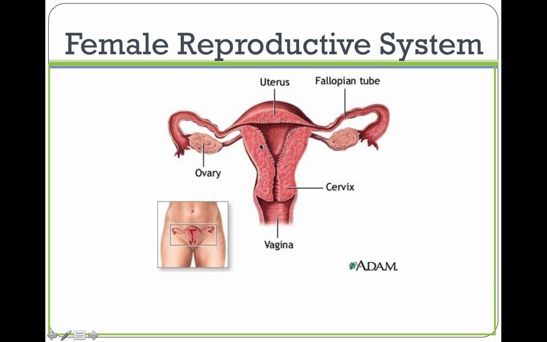So there are several different parts. The ovaries produce and store the eggs. The uterus is where the baby grows if there's been fertilization. And then the vagina is the female sex organ. And again, all of these definitions are in more detail in your packet.